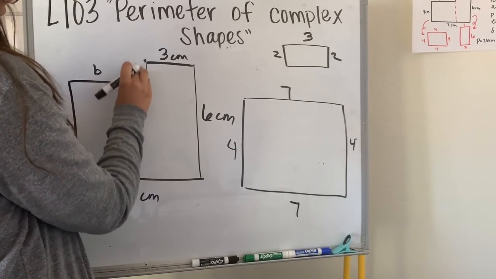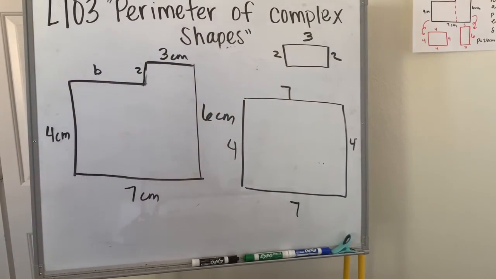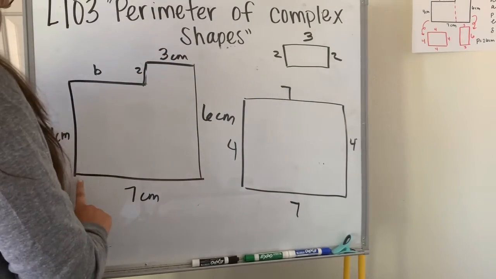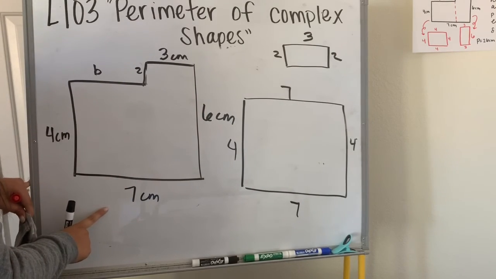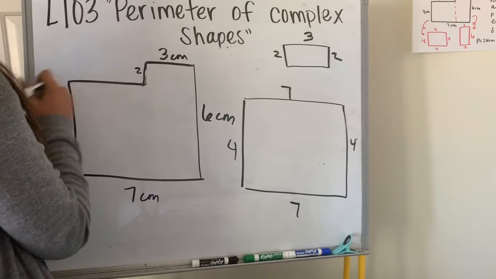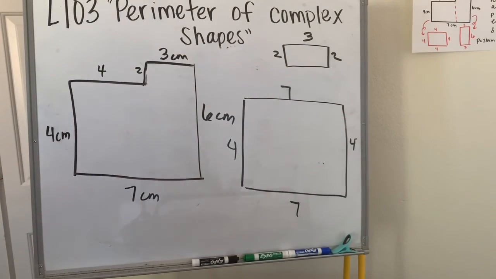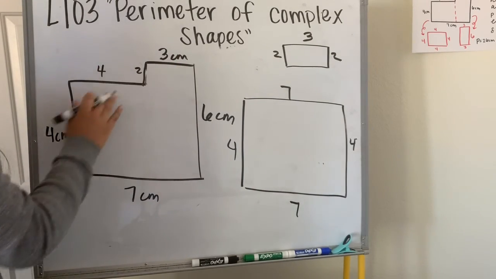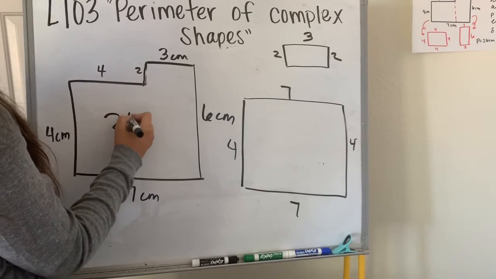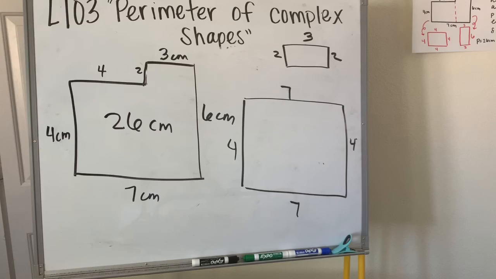All right, I'm going to come back over here. I'm going to label what I know. I know this is 2. I haven't quite figured out B yet. Well, if this whole thing is 7, this is 3. 3 plus what equals 7? 4. Okay, so now I'm going to combine the numbers that I know. I know 6 and 4 is 10. 7 and 3 is 10. That's 20. 4 and 2 is 6, so 26. Is it centimeters squared? No, it is not centimeters squared because we are not multiplying.